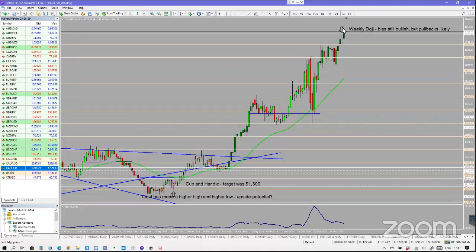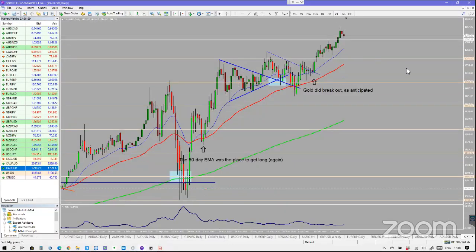Okay, so this is the weekly chart for gold. I can pull back up to the daily chart if you want. That looks much better. I'll just delete this comment because it's no longer relevant. Yeah, let's go back to daily. Okay, there's the daily chart.